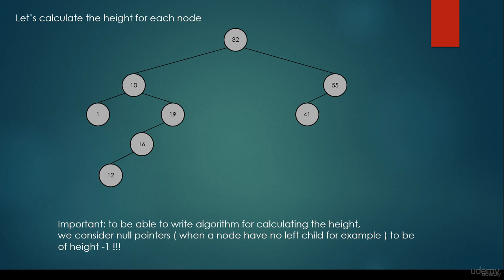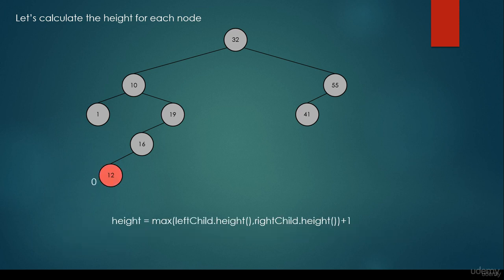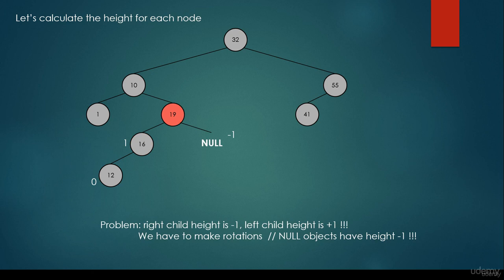Okay, so for example this 12 has the height parameter 0 because this is a leaf node. Then the 16 is going to have the height parameter 1 because this is the formula: we calculate the height as the maximum of the left child height and right child height, and we increment it by 1. The 19 doesn't have any right child, so it is a null, but the null has a height parameter -1.